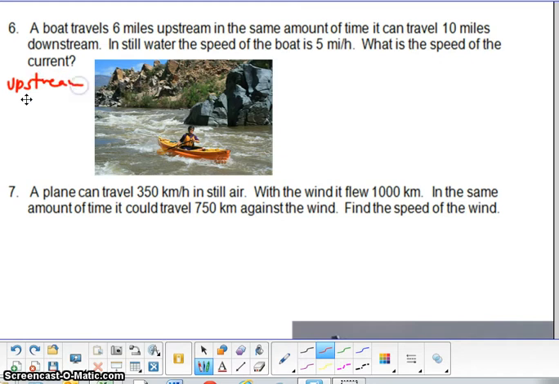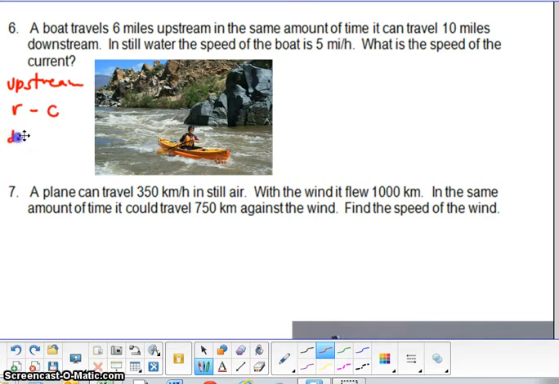Okay, you're going to have the regular rate of the boat, and then what is happening when you're going upstream is all that water is coming to you, so it's going to slow you down. So you're going to have to subtract the current, however fast the current is going.